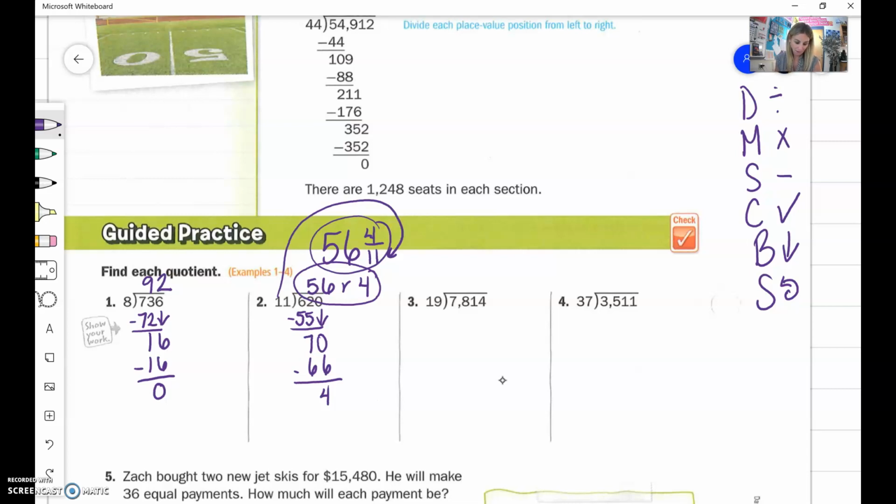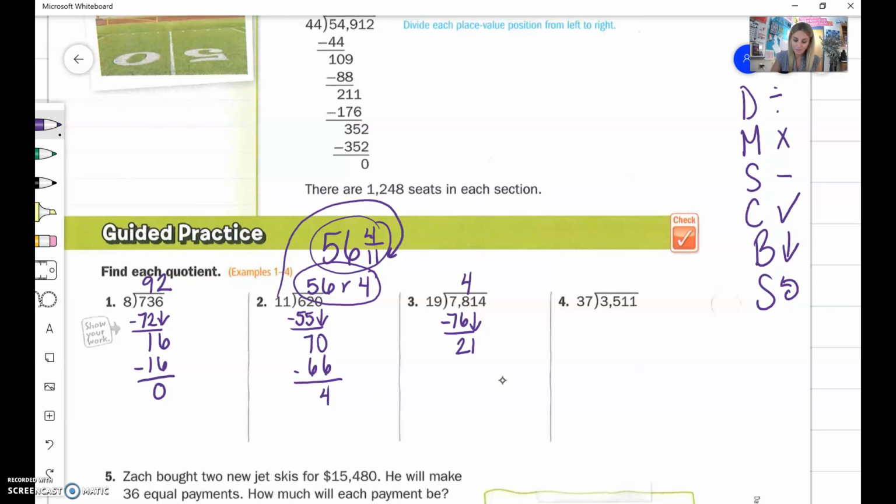Okay, let's take a look at the next one. This is going to be the last one. So we're taking 7,814 and dividing it by 19. I know that I cannot divide 7 by 19, so I got to go to 78. 78 divided by 19 is 4, which gives me 19 times 4 is 76. So I subtract, I get 2. I bring down my 1 because I know 2 is less than my divisor.